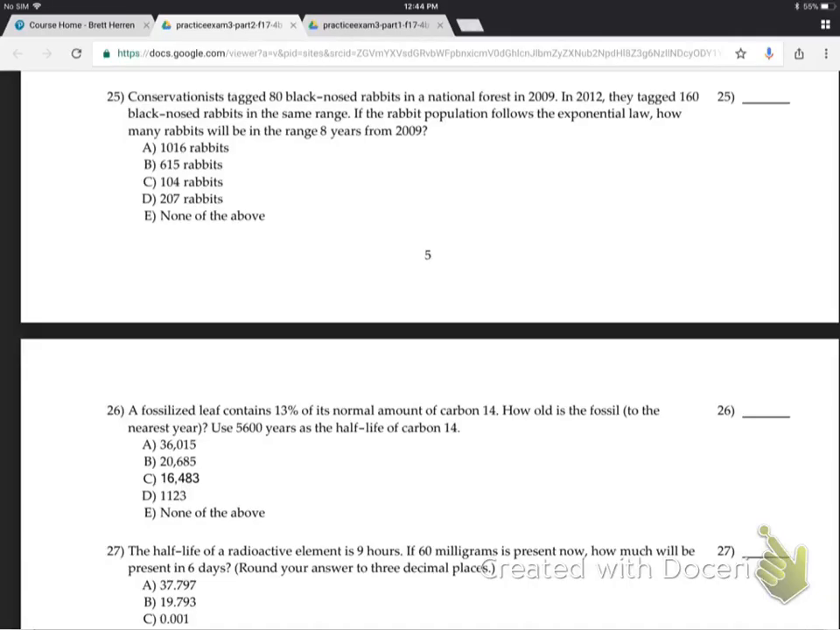All right, so 25 is a hard one. Conservation has tagged 80 rabbits in 2009. In 2012, 3 years later, there were 160 of them. How many in 8 years? All right, so which formula are we going to use? PERT. Always use PERT on these populations growing, shrinking, chemicals growing and shrinking. Always use PERT because things happen continuously. They don't just go year by year or something.